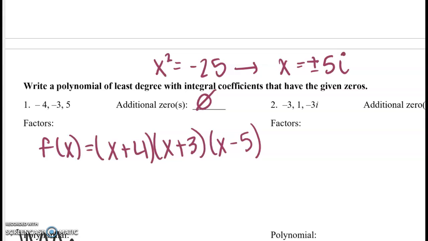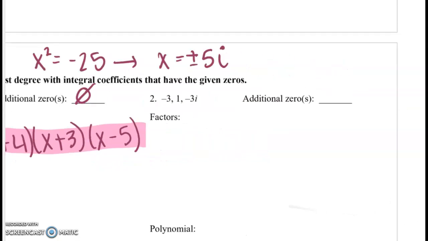Now, where it says polynomial, it's asking us to multiply that all together. I am fine with us leaving it just as our factors. Okay, we're just going to do 2 more. So we'll do 2 and 3.